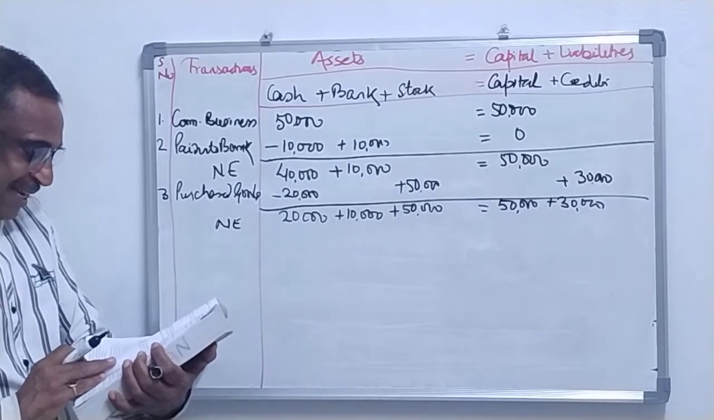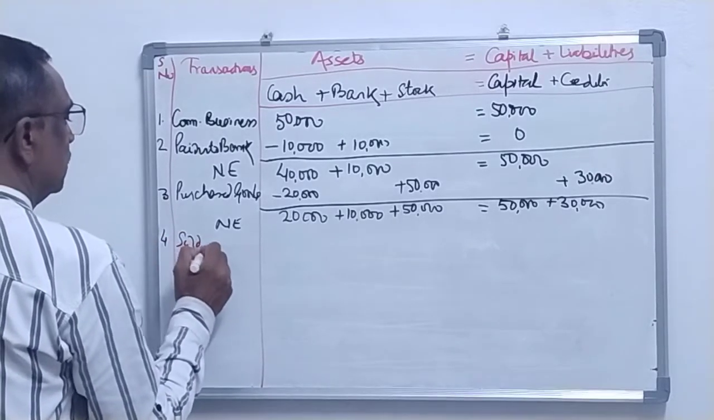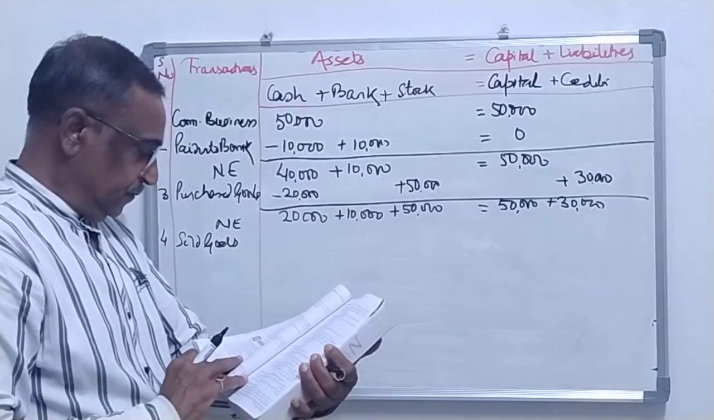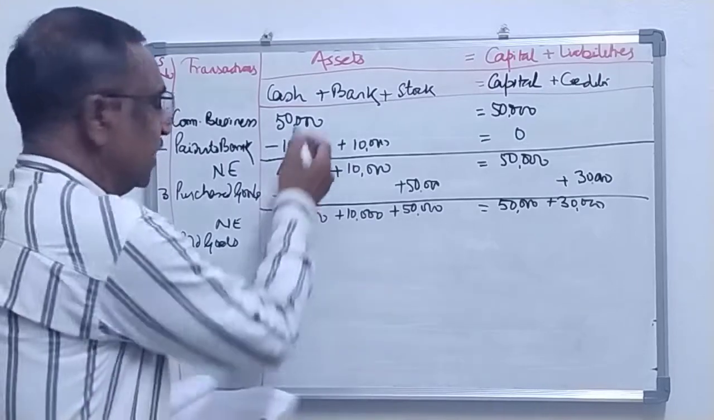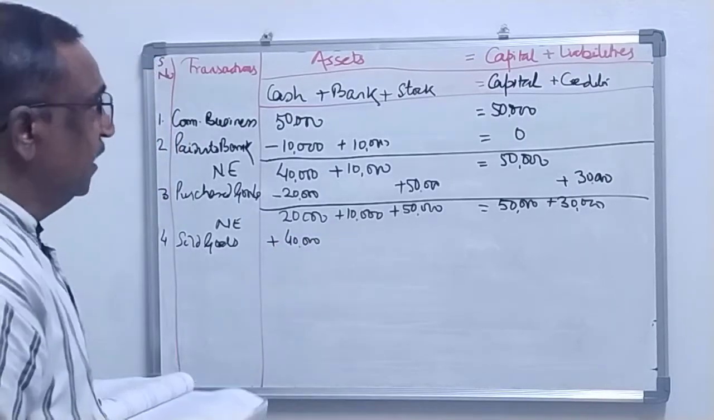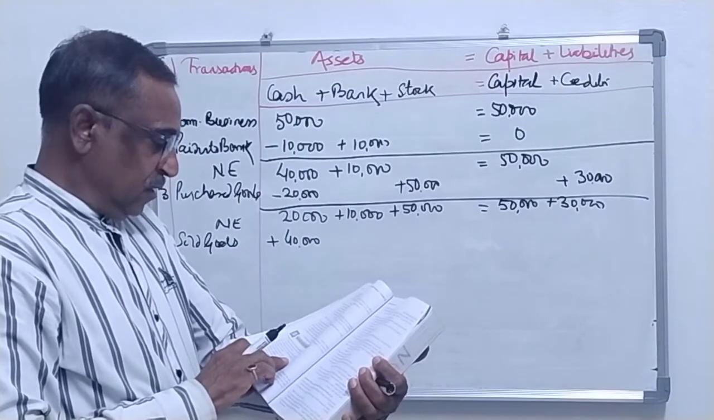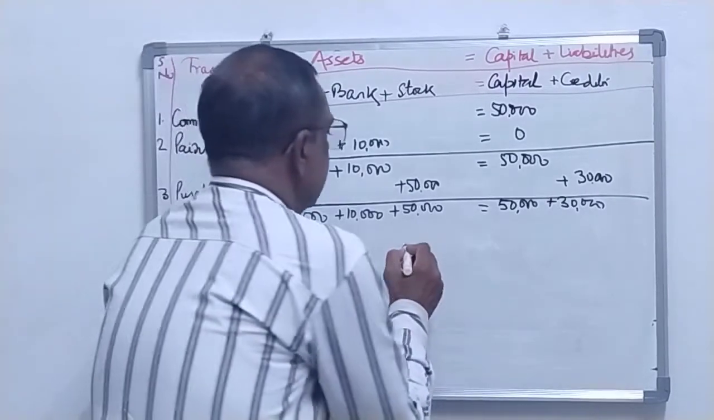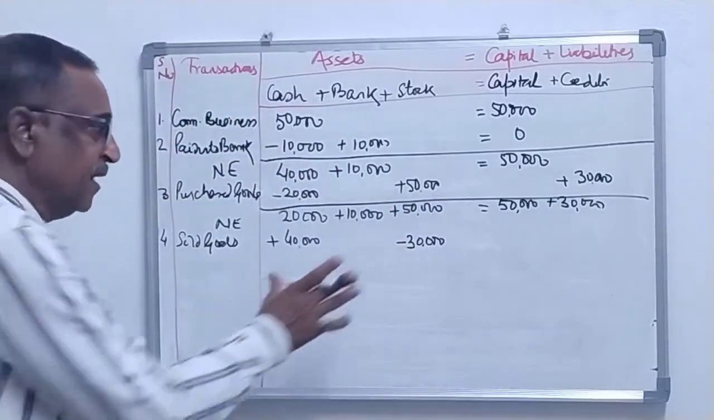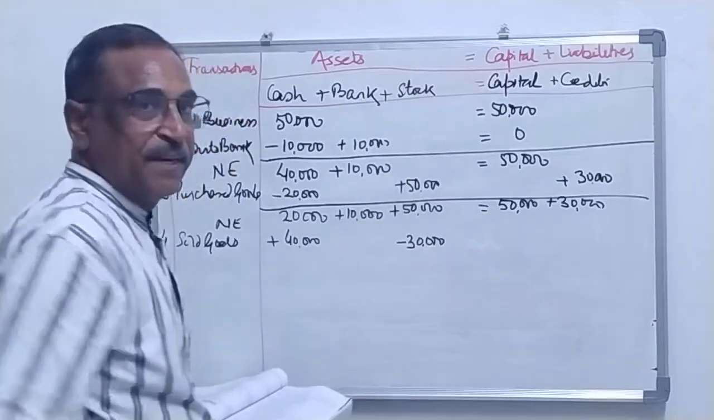Now sold goods for cash 40,000, goods costing 30,000. Sold goods for cash 40,000. So you will get 40,000 in cash. And the value of the goods that you have sold out was rupees 30,000. So minus 30,000. The stock will be reduced by 30,000. And the difference between these two is your profit, and that will be added to capital.